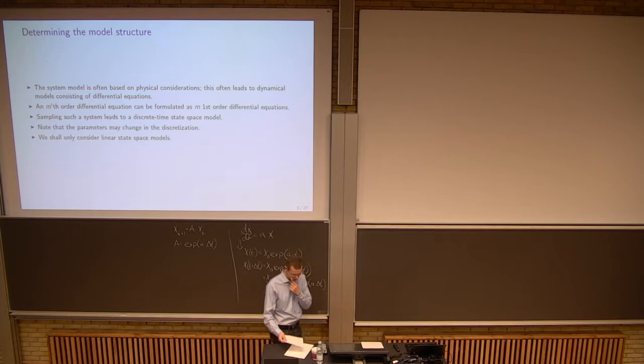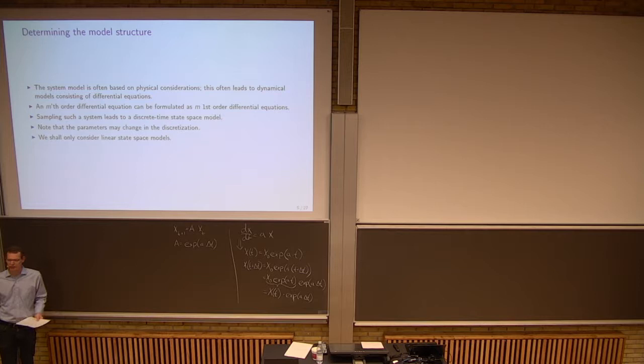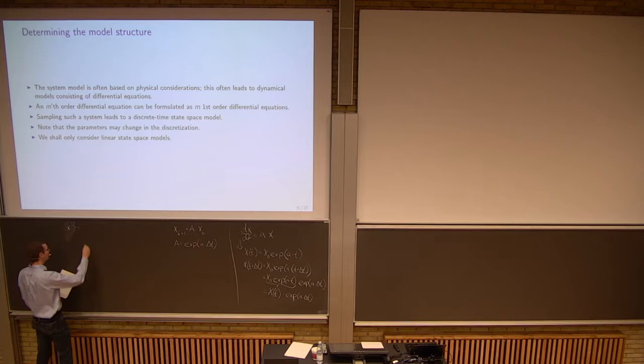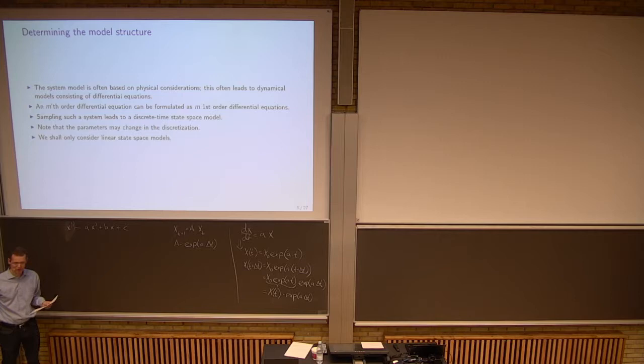Then, just so that we have it for reference, if you have the general second order differential equation, I'll write it nicely. d squared x, do you all know this notation? We just differentiate with respect to time. x double prime equals a times x prime plus b x plus c. That's kind of the generic second order differential equation with constant coefficients.